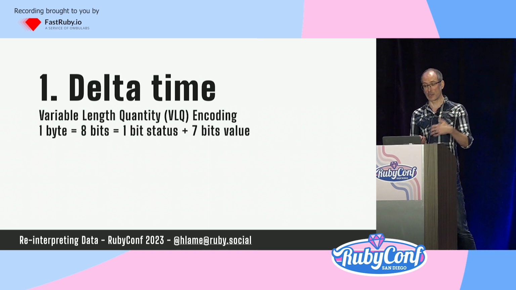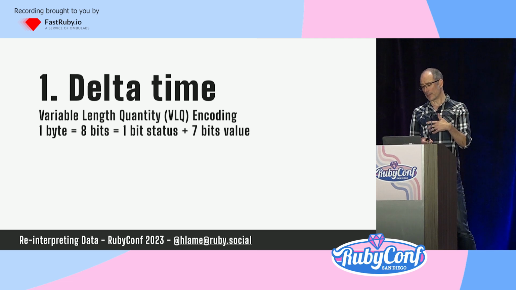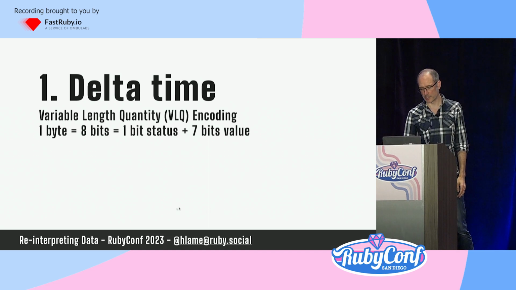In theory, this allows for infinitely large values, as we can keep setting the more bit to 1. In practice, the MIDI spec says 4 bytes is the maximum. This gives us 28 bits in which to store a value, allowing us to store values from 0 to like 268 million. This should be enough for even the longest of long songs. So here's a quick worked example. Where's my mouse pointer?